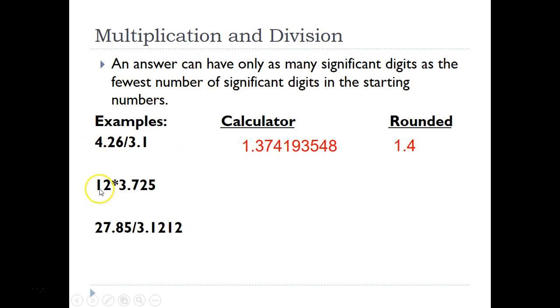In the next example, we're going to take 12 and multiply it by 3.725. My calculator tells me that's 44.7. Since there's only 2 significant figures in the number 12, we have to round this to 2 significant figures, so it will round up to 45.